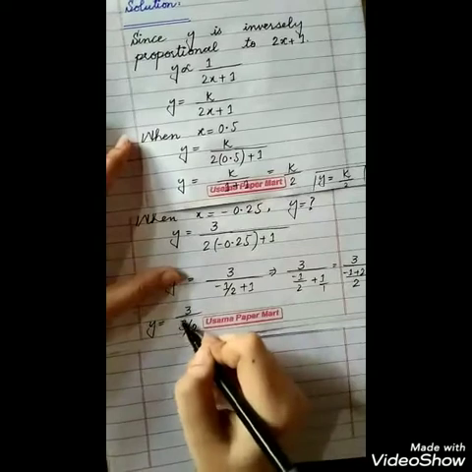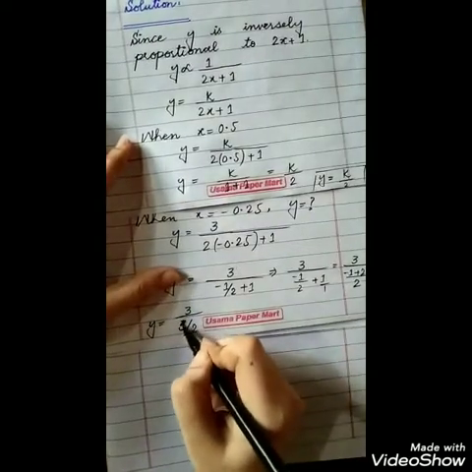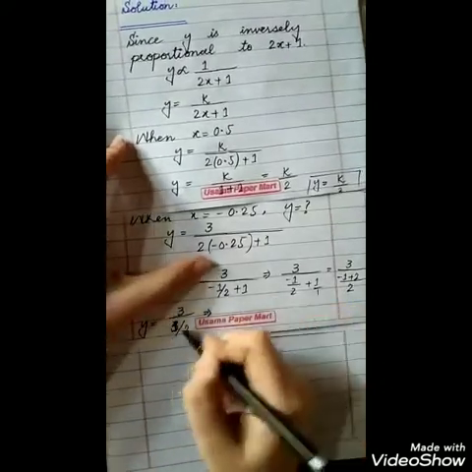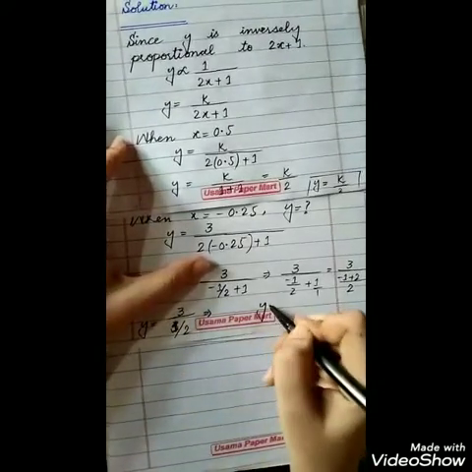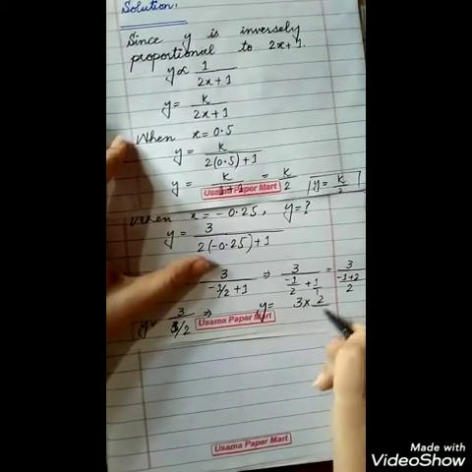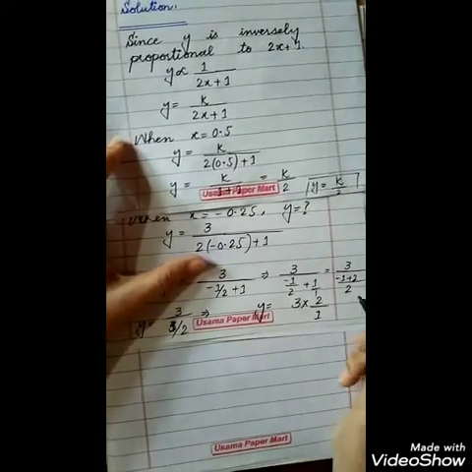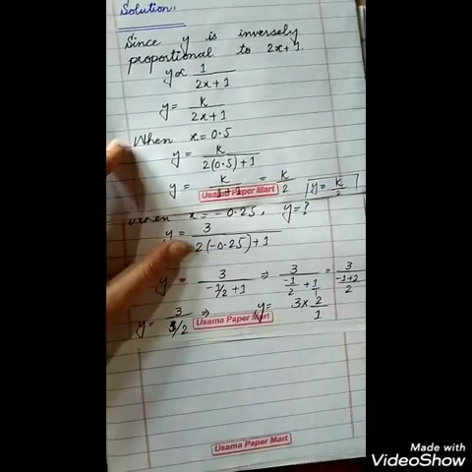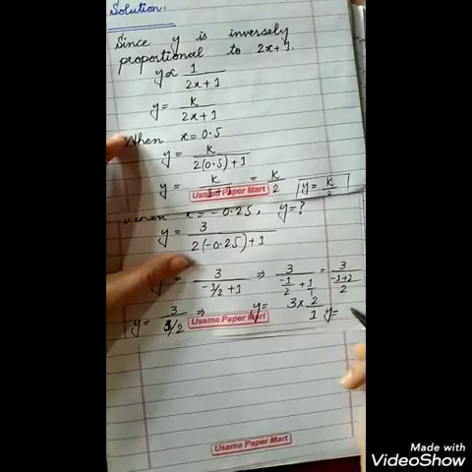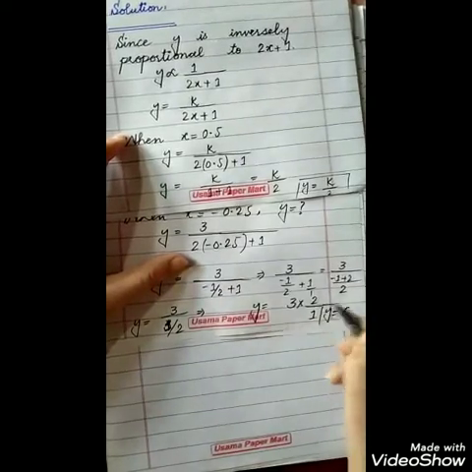Sorry, it's a negative sign, so it will be 1 by 2. So we will multiply, it means reciprocal. So the reciprocal will be multiplied, 3 multiplied by 2 by 1. So the y value, what did we get? We got y is equal to 6.